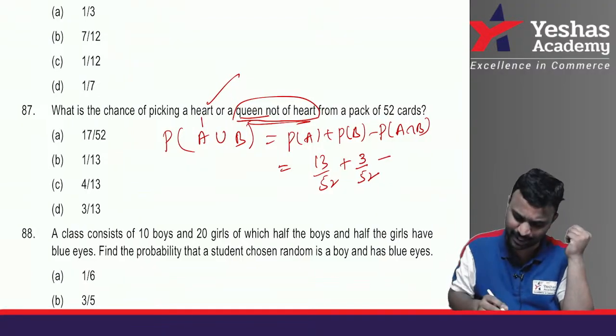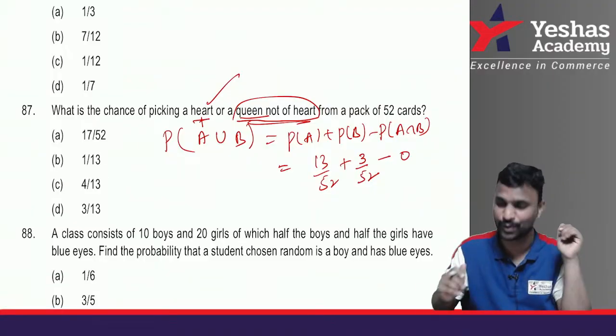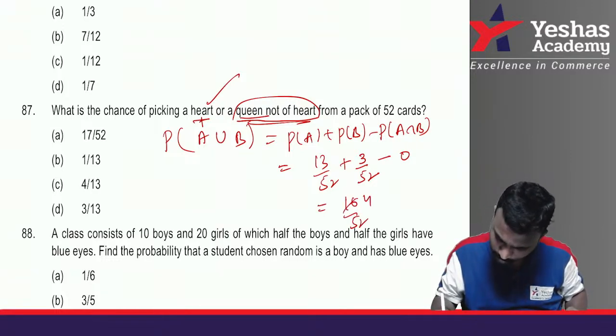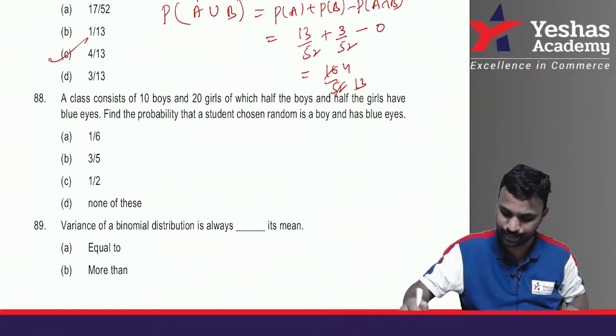Now, what is A intersection B? Heart and queen not of heart. There's no intersection at all. So A intersection B is 0. So it is 16 out of 52. 4 fours are 4, 13s are 4. So 4 by 13 is the right answer. Guys, moving on to the next question.